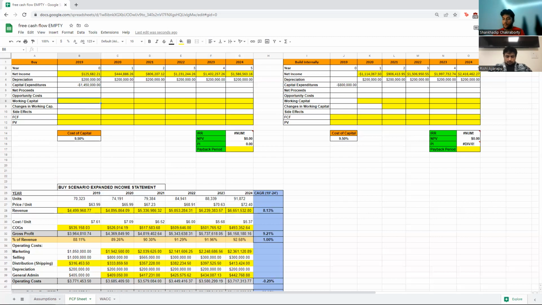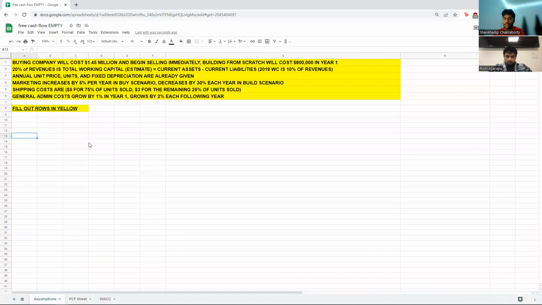So working capital, this is the last assumption that we pretty much have to take into account. After that, everything should be auto-calculated. So 20% of revenues is total working capital, and 2019 working capital is 10% of revenues. Now remember, working capital is current assets minus current liabilities. I didn't make a balance sheet just to make things a little bit easier. So I just said that as a percent of sales, you can assume working capital is about 20%, except for 2019 where it's 10%.